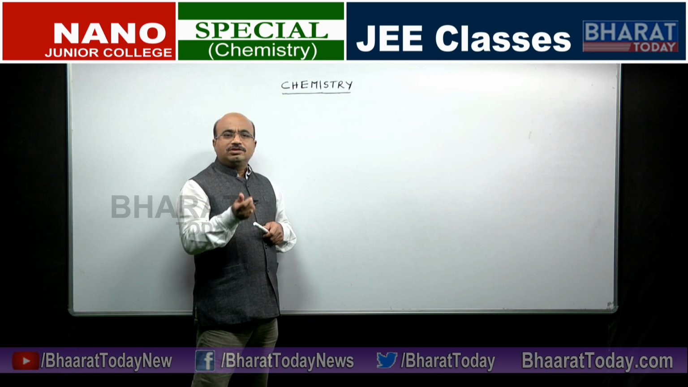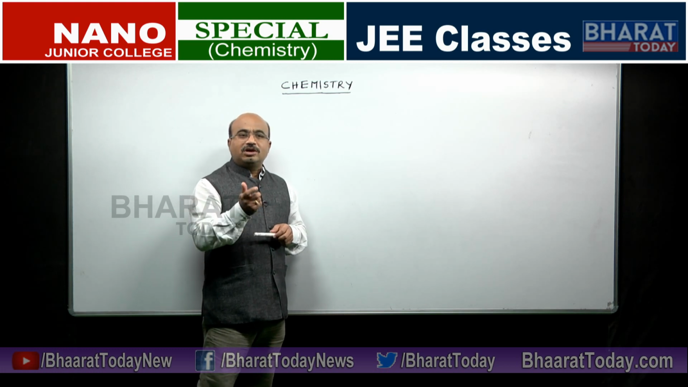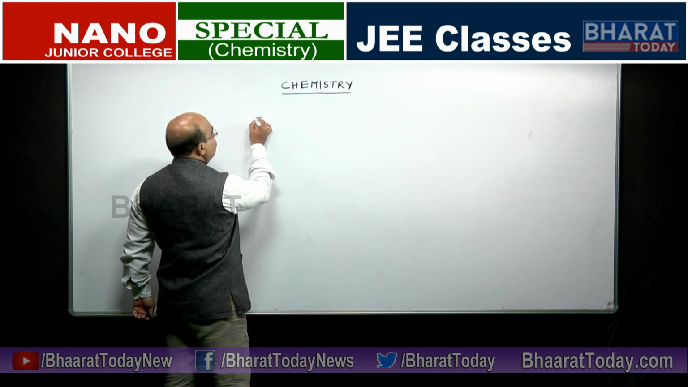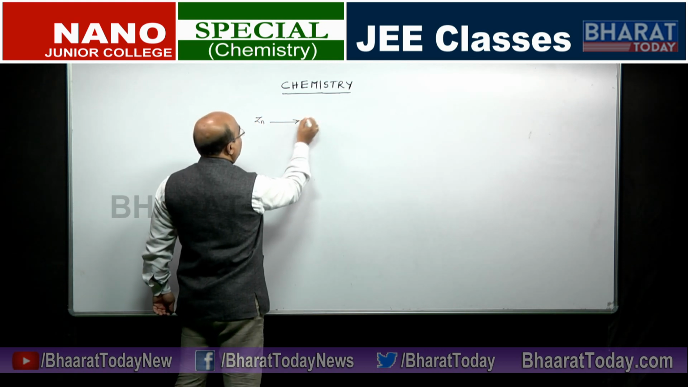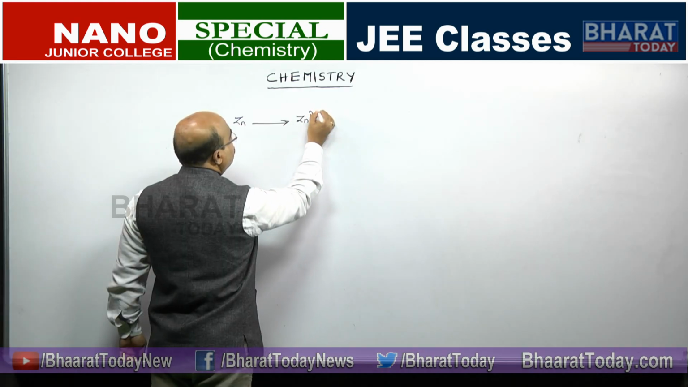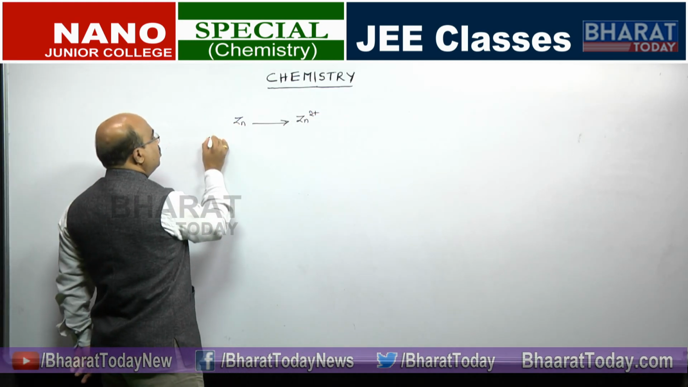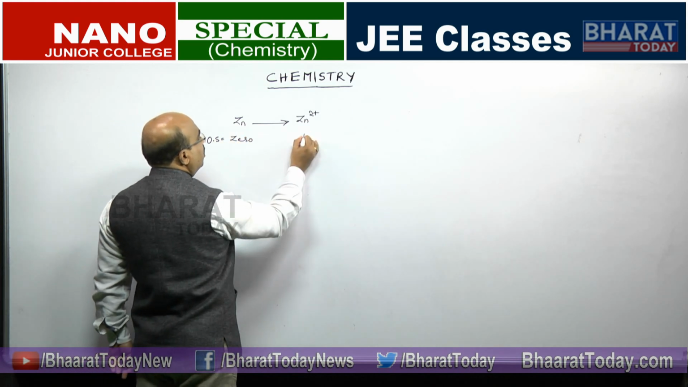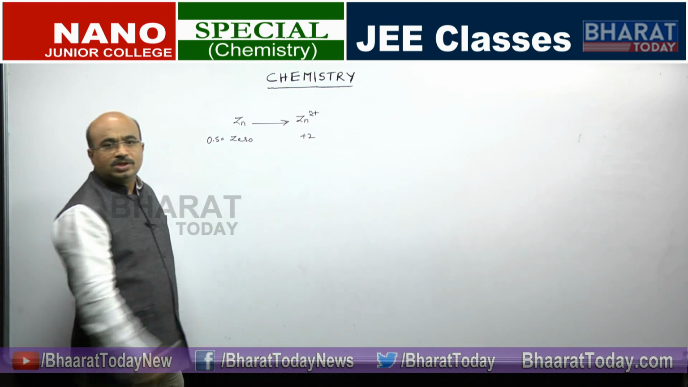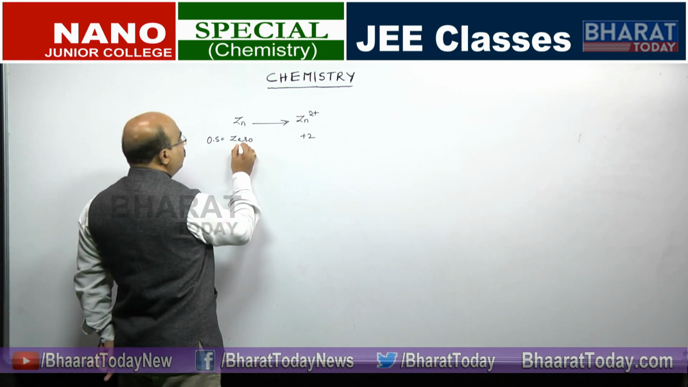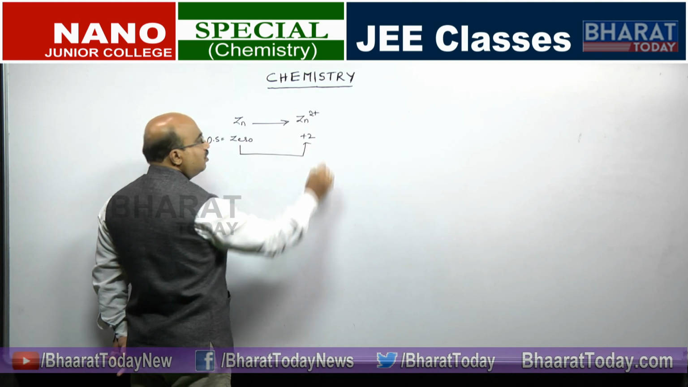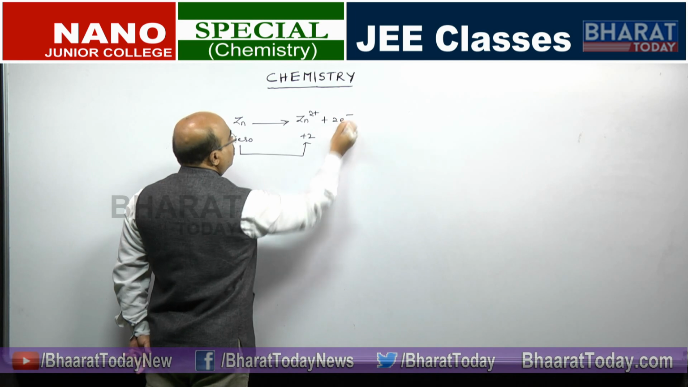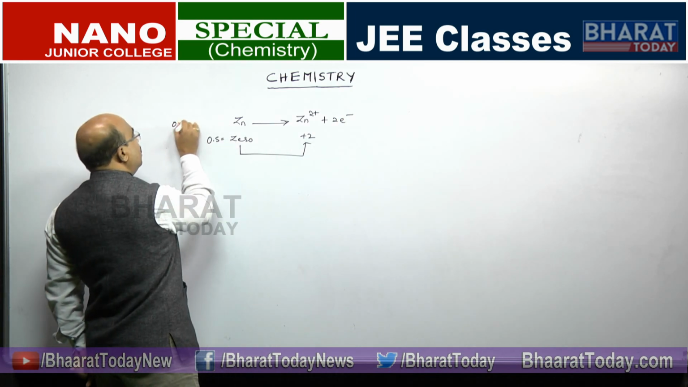We already said the oxidation state is nothing but the charge on an atom. Suppose you take zinc converting to Zn2+. The oxidation state of zinc here is 0, and here the oxidation state of zinc is +2. So, the zinc is going from 0 to +2 state. When we write the balanced equation, we wrote 2 electrons here, and this we said is oxidation.